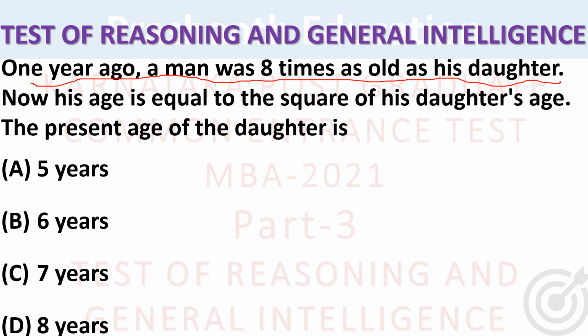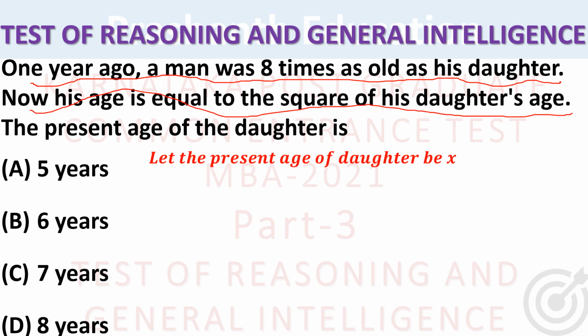Now let us solve this using the equation method, so that it will be easy for us to do. First we will take this. Now his age is equal to square of his daughter's age. Now we'll make current daughter age as x. So we have made it as x. Most of you get confused here while building an equation. You don't have to get confused. Very easy method of doing it.